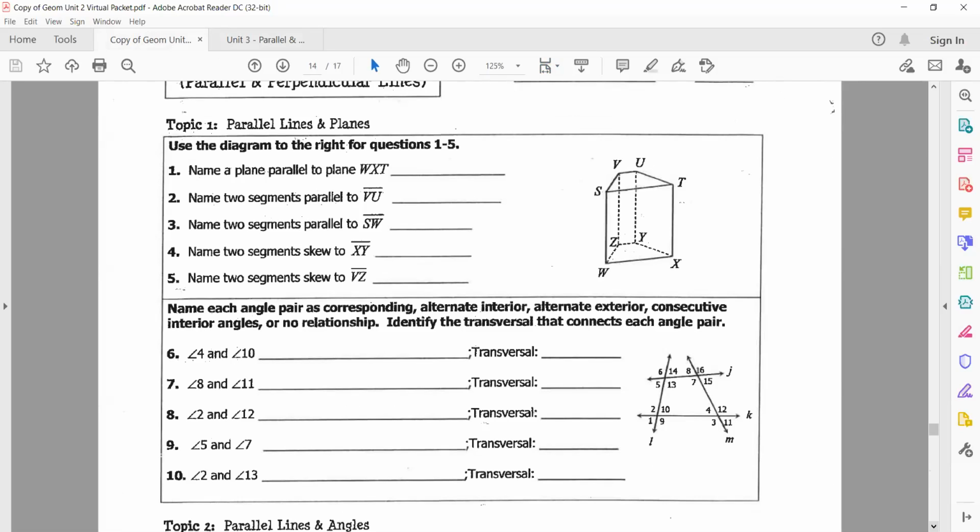The next 5 problems. Name each pair of angles as corresponding, alternate interior, alternate exterior, consecutive interior, or no relationship. Identify the transversal that connects each angle pair. Well, what's the transversal for the first one? That's where you have to start.